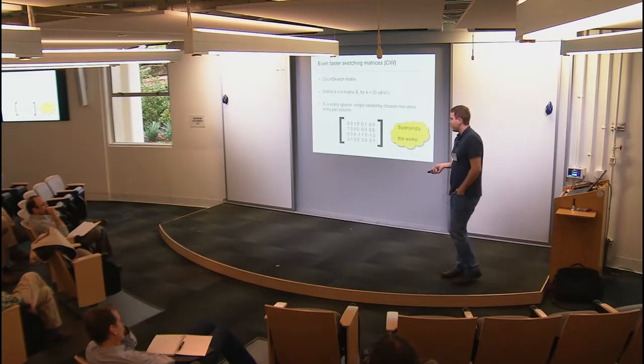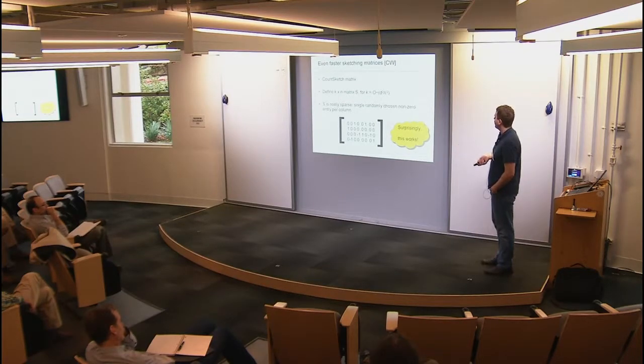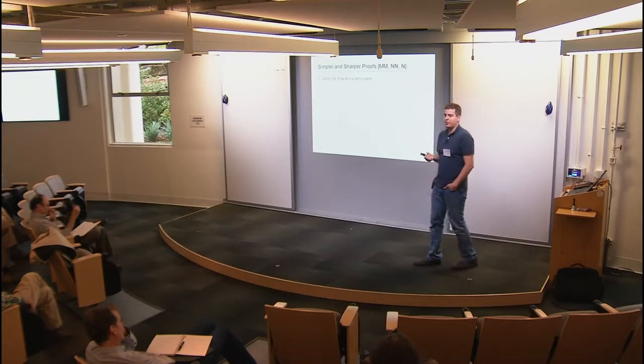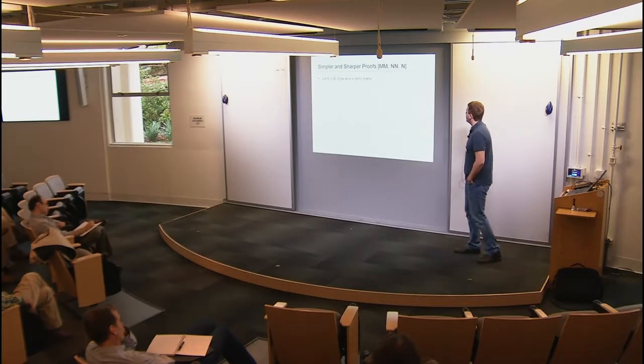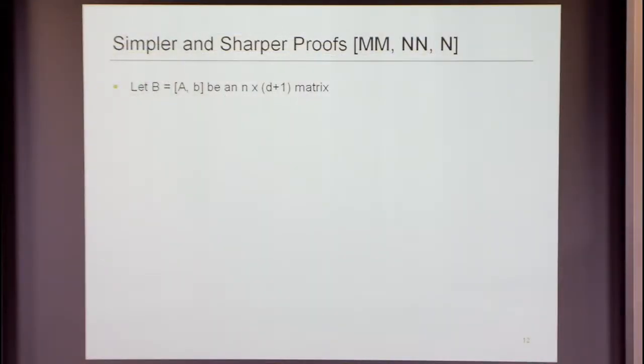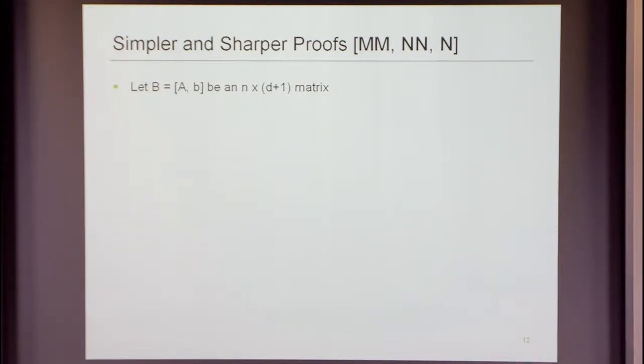And okay, so we had a bit of a complicated proof that this actually works, and after that there were some very slick, simpler and sharper proofs by Meng, Mahoney, Nelson, Nguyen, and I'm going to present the proof of Nguyen just on this slide that this matrix S actually works, gives this 1 plus epsilon approximation. Okay, so this slide is a bit technical, but it has the whole proof.